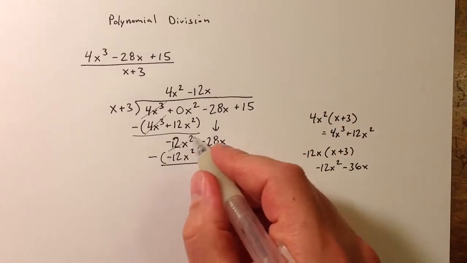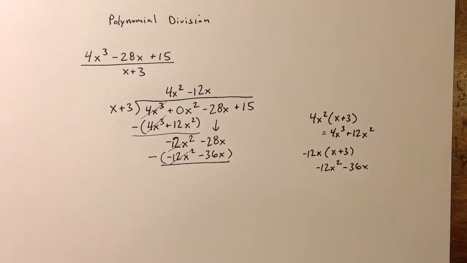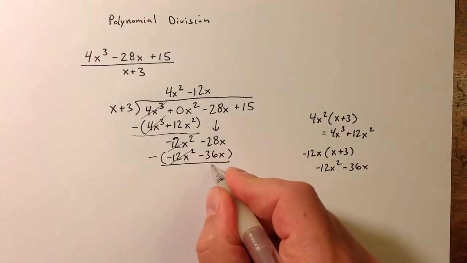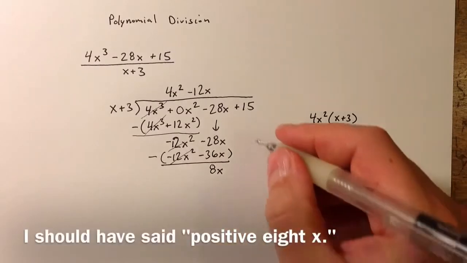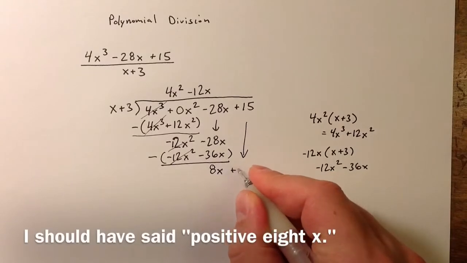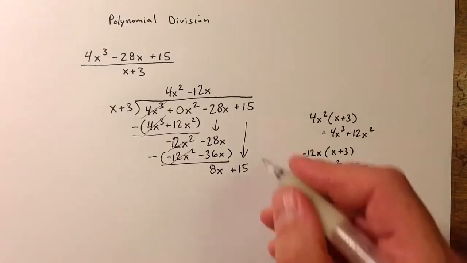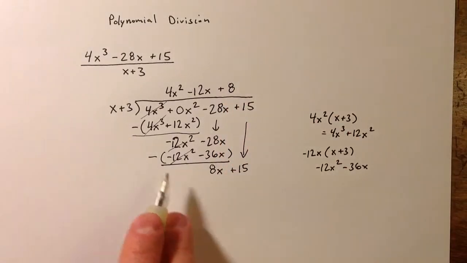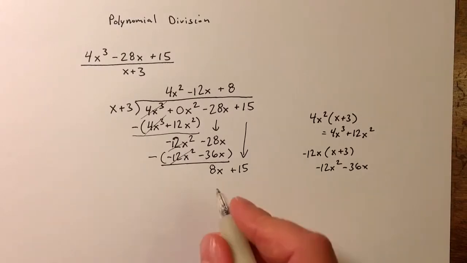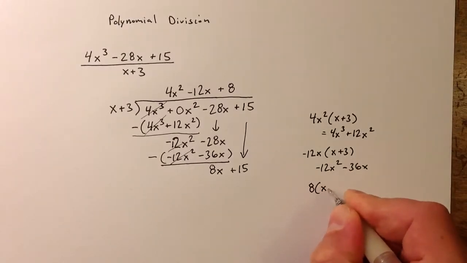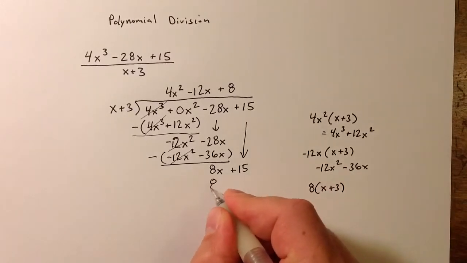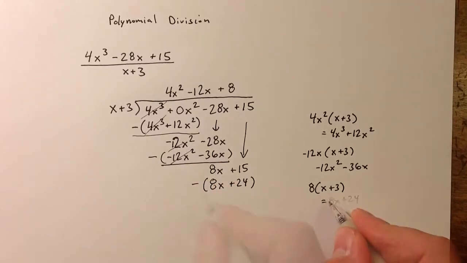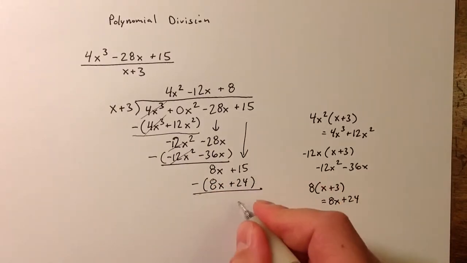So the negative 12x squareds, again, we chose negative 12x so that it would match, and those cancel out completely. Subtracting negative 36 from negative 28 gives me a positive x. We can bring down the 15, so I get a plus 15. And then the last step of our problem, I can multiply by 8 to turn x plus 3 as much as I can into 8x plus 15. So I get 8 times x plus 3 gives me 8x plus 24, and I want to subtract. So subtracting 24 from 15 gives me a negative 9.